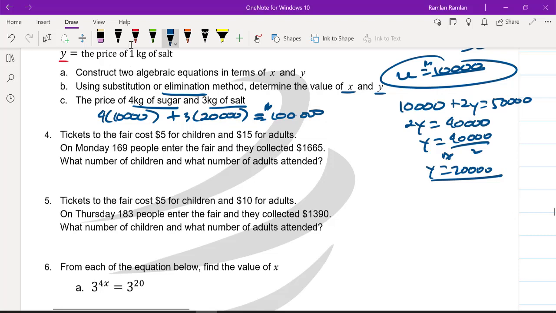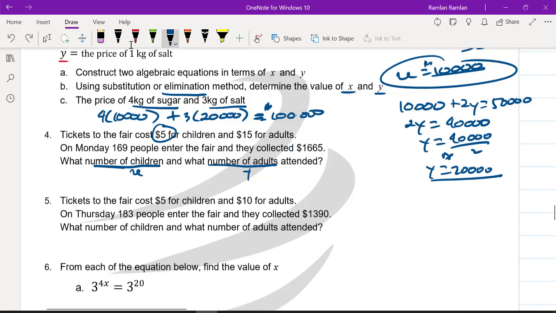The tickets to the fair cost $5 per child and $15 for adults. On Monday, 169 people entered the fair and they collected $1,665. What number of children and what number of adults attended? So let's say the total number of children that attended is x, and the number of adults is y. So we can see that the cost and the number of people are connected to each other.